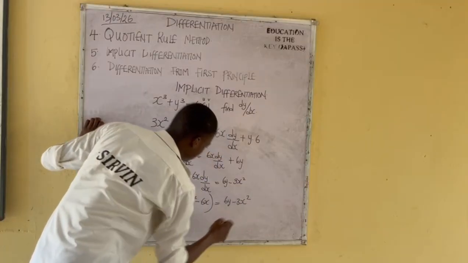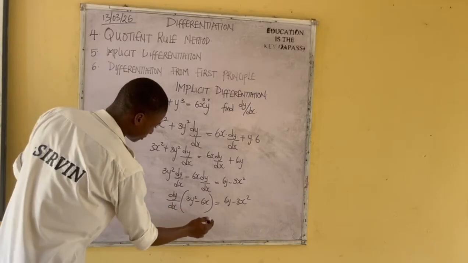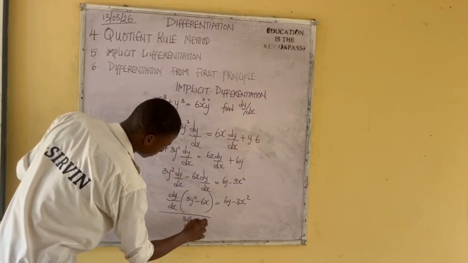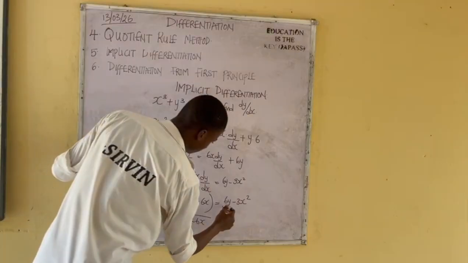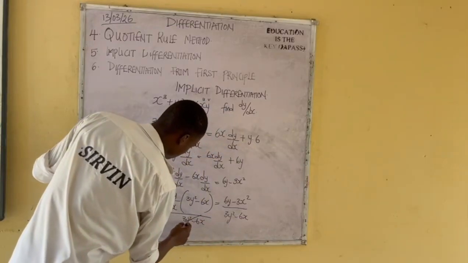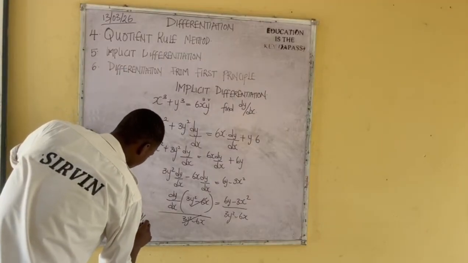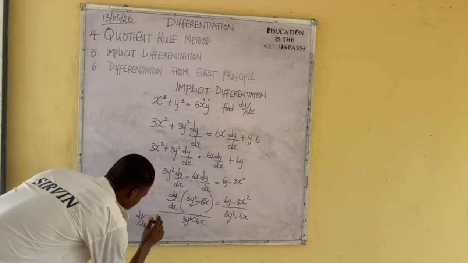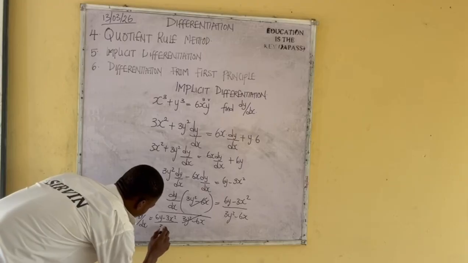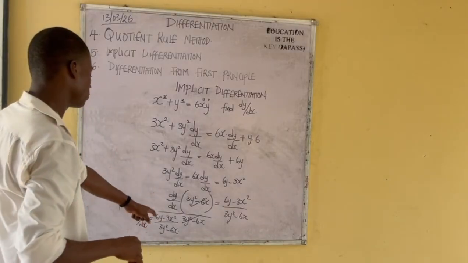Since I want to get dy over dx, I can easily divide by the coefficient, which is 3y squared minus 6x. Whatever I do here, I also do here. So this cancels this, and I'm left with dy over dx equals 6y minus 3x squared over 3y squared minus 6x. Now this is the answer, but I can do something else.